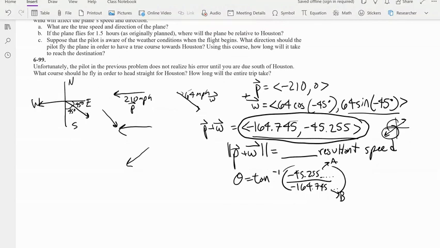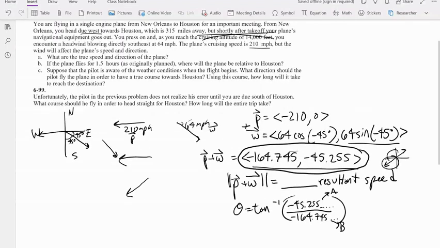So remember that Houston is due west, so I'm looking for the information. From New Orleans, you're heading due west, which is 315 miles away. So Houston is here. It's 315 miles away from New Orleans.